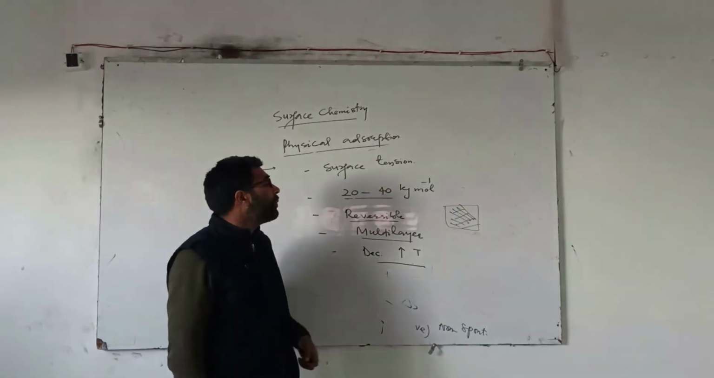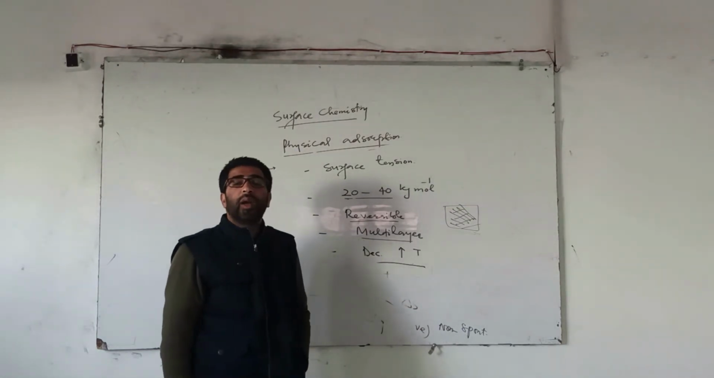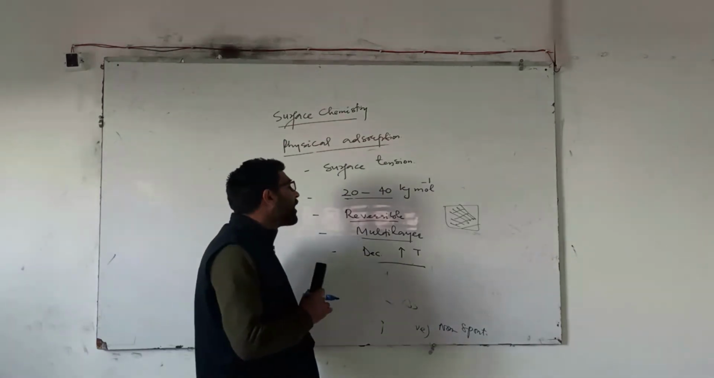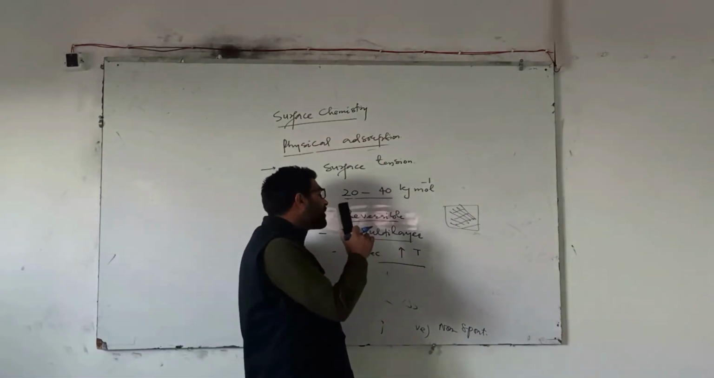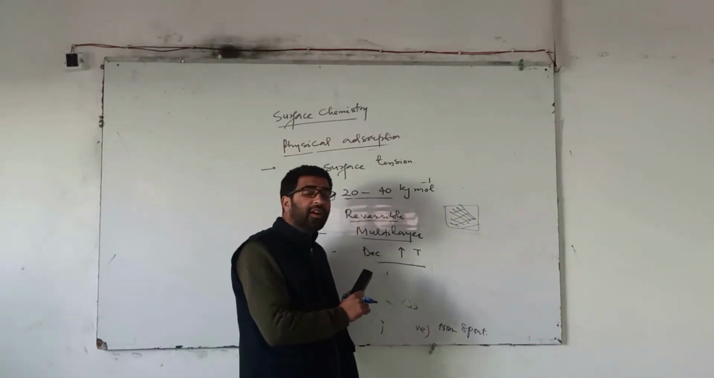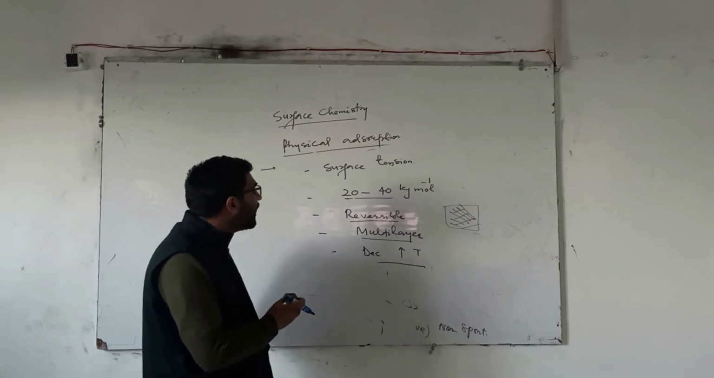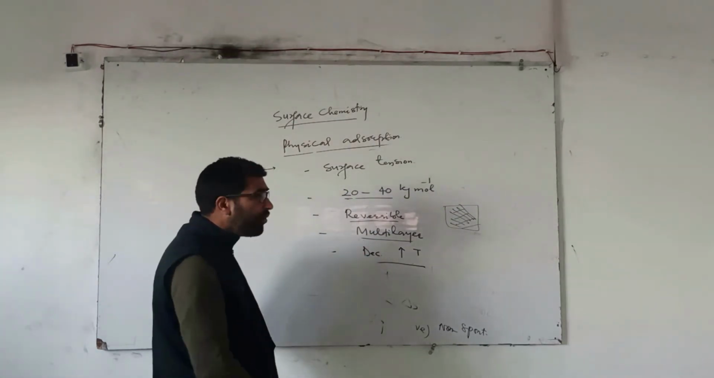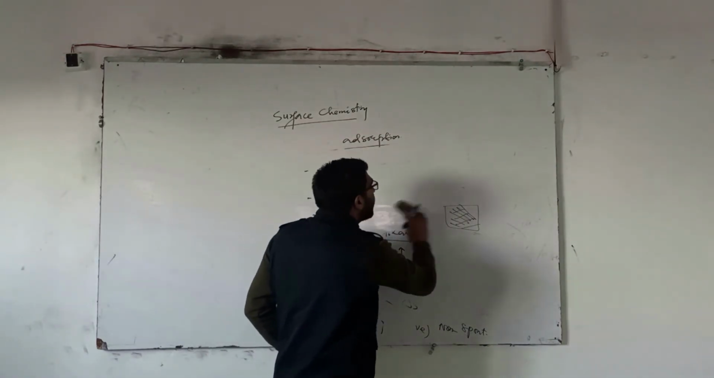The second concept is, during physical adsorption there is release of 20 to 40 kilojoules per mole of energy. This type of adsorption is reversible in nature. The next point, it is multi-layered, and the last point is that due to the increase in temperature, there is decrease in physical adsorption.